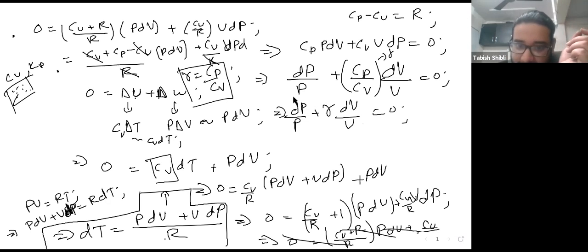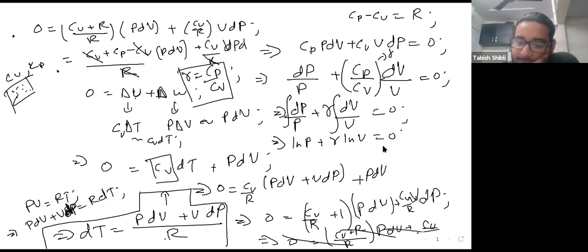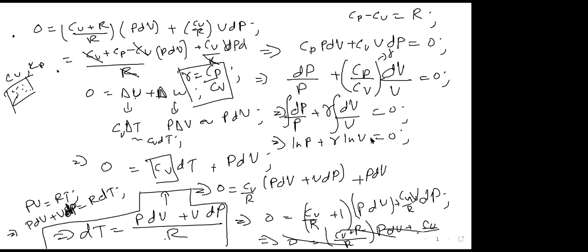Now let's integrate on both sides. What do you get? Anybody? We've already done this. This is just log P plus gamma log V is equal to a constant, right? Is this correct or is this wrong?